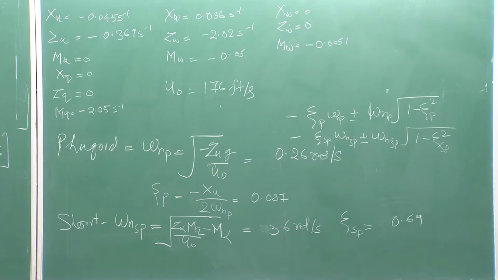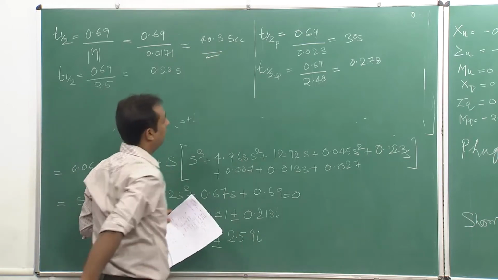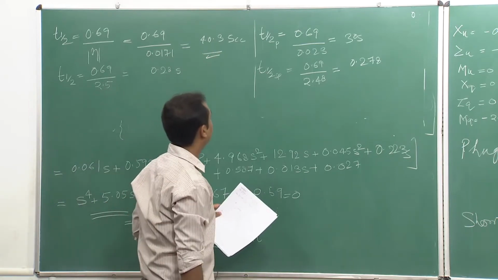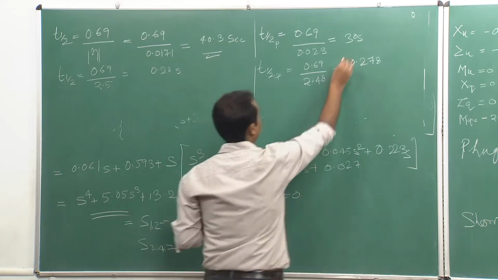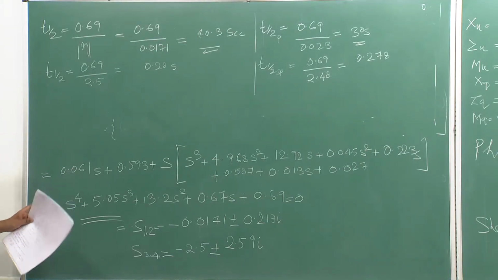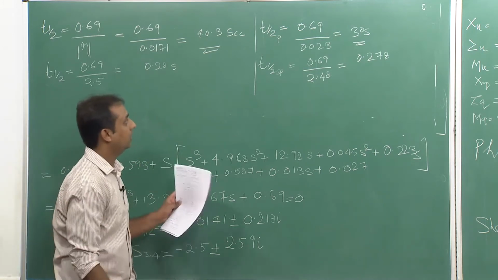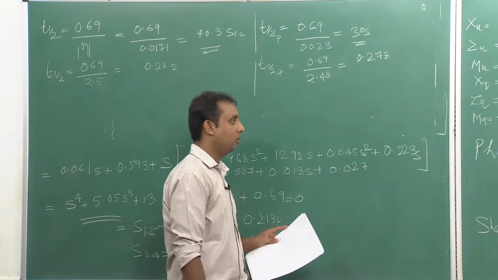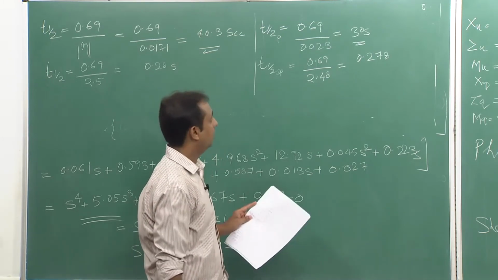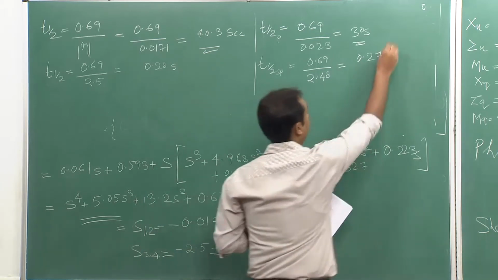Now, as you can see, the exact root gave me a t half of 40.3 seconds, while during approximation for phugoid mode I got t half as 30 seconds. As you can see, the t half which I got from exact root analysis was 40.3 seconds, and the t half which I got for phugoid mode during approximation is 30 seconds. This gives an error of about 25%.